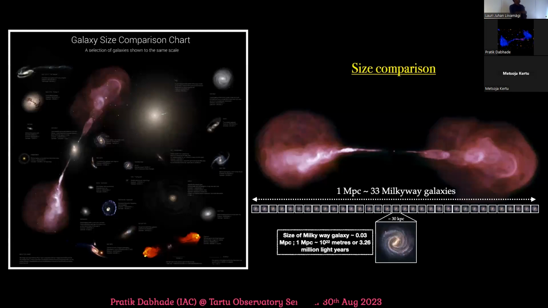So these are two very good examples of the same. And like I mentioned, the extent of these radio galaxies is much beyond a normal galaxy scale. And you can see some radio galaxies can grow to megaparsec scale, and a megaparsec is quite big. You can actually fit 33 of the Milky Way if you stack them in a line.